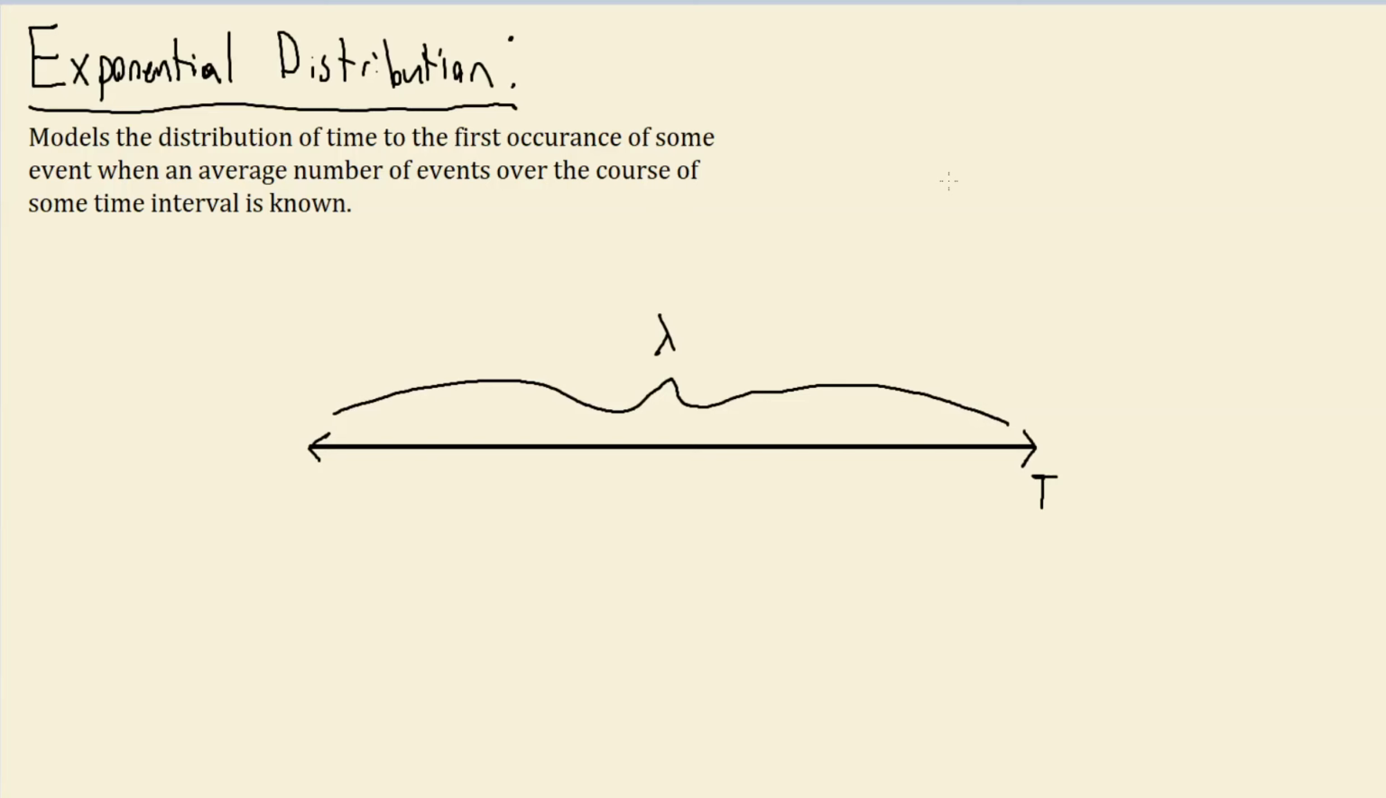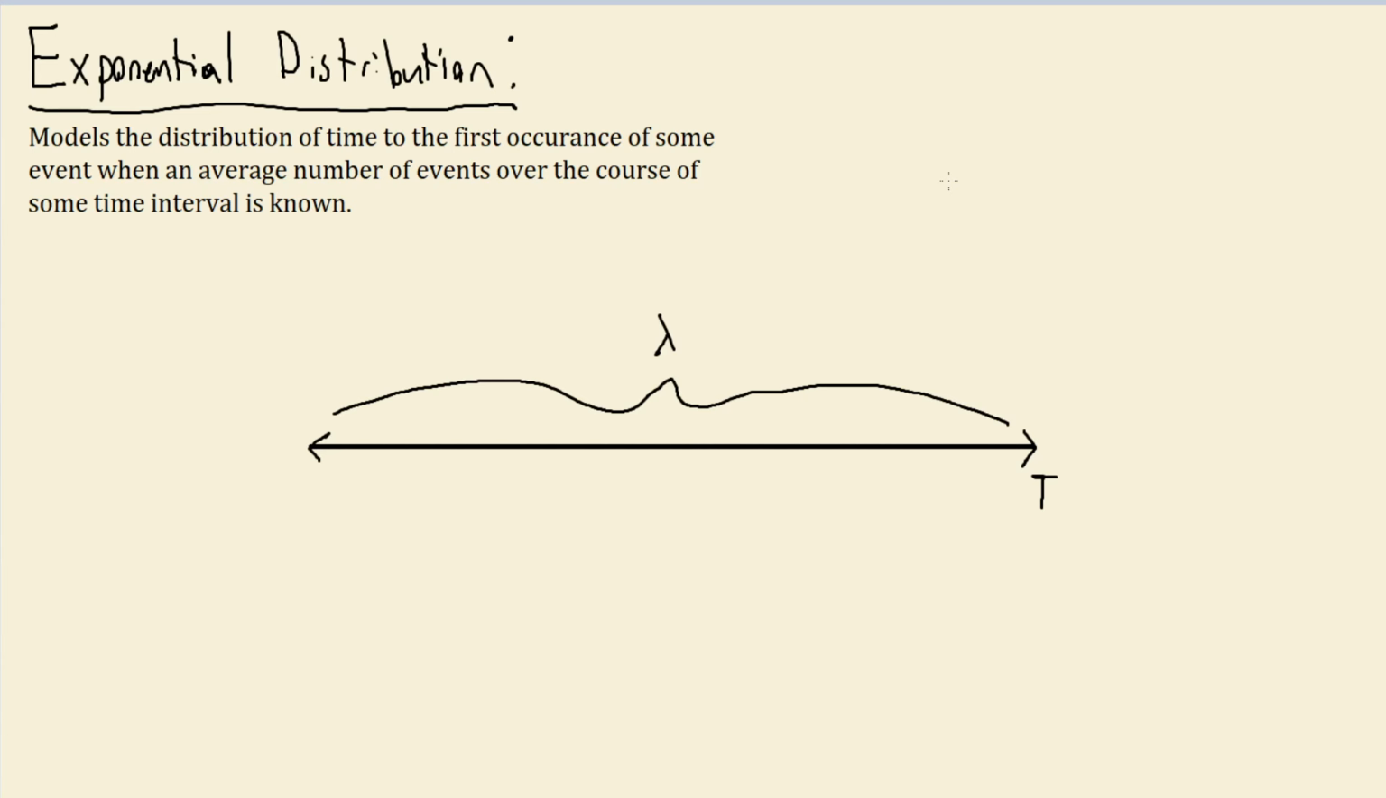In this video, we're going to derive the exponential distribution. And this is going to model the distribution for the amount of time to the first occurrence of some event, whatever you're modeling, when the average number of events over the course of the time interval is known. So for example, if you know that you receive, on average, 10 phone calls between 2 and 3 p.m. on some workday, we can model the distribution of the amount of time you have to wait until your first phone call starting at 2 p.m. with the exponential distribution. And so that's going to be the goal in this video.